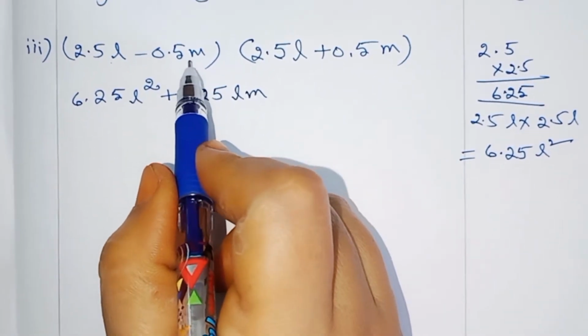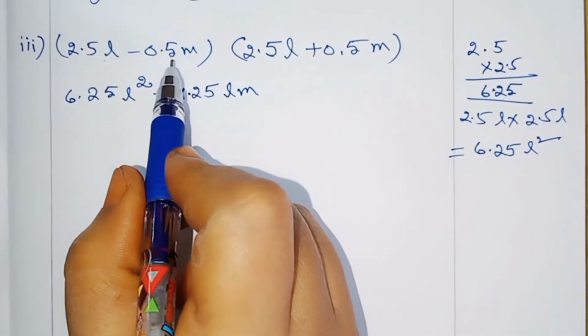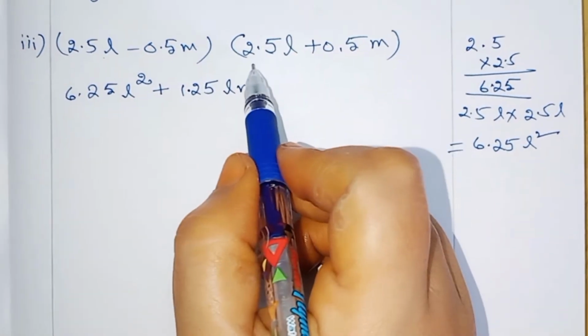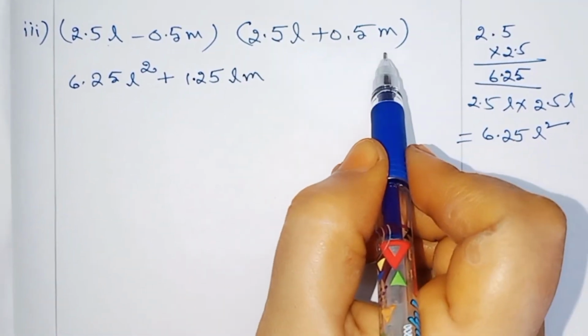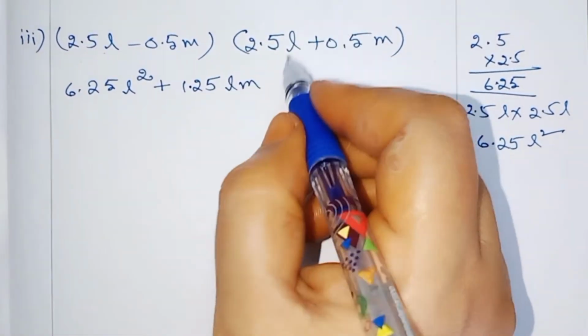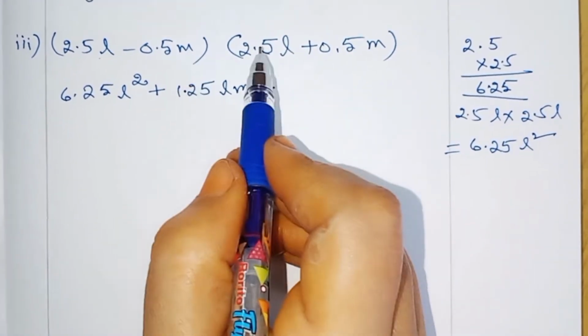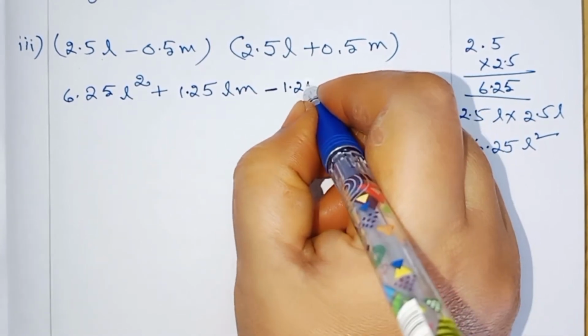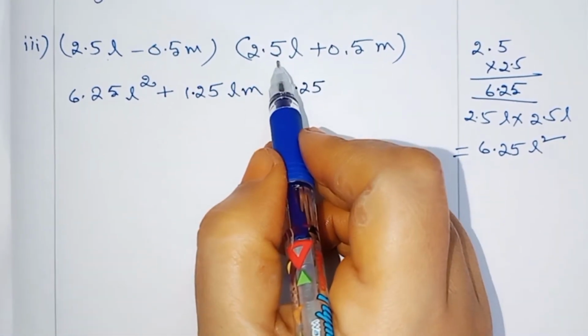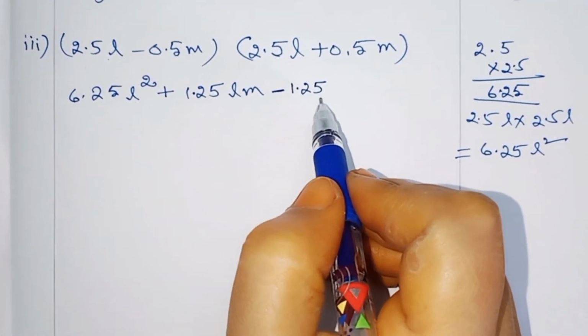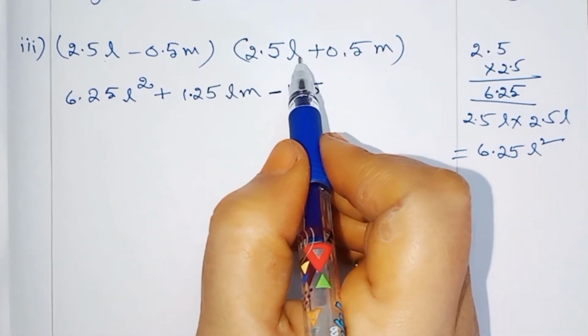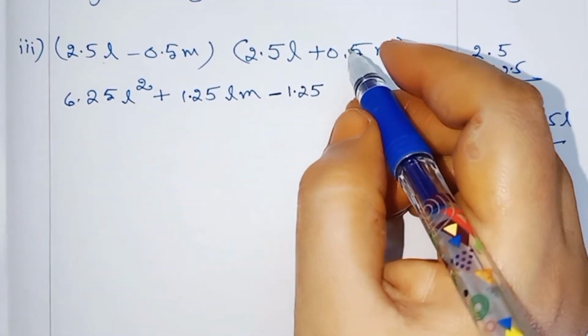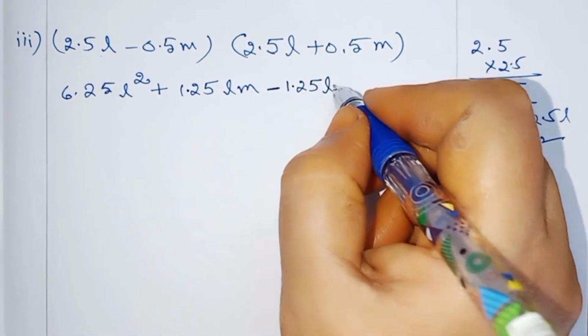Now take the second term of the first algebraic expression and multiply by the second algebraic expression. Minus into plus is minus. 5 into 25 is 125. So it is 0.5 into 2.5, that is equal to 1.25. M into L is ML. So we won't write it as ML, we write it as LM.